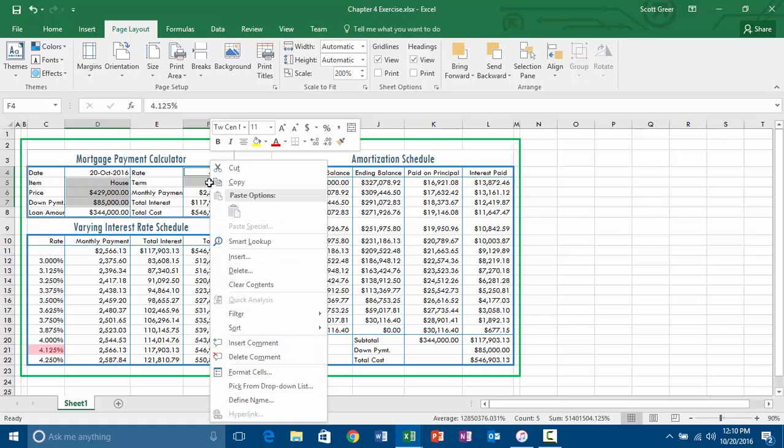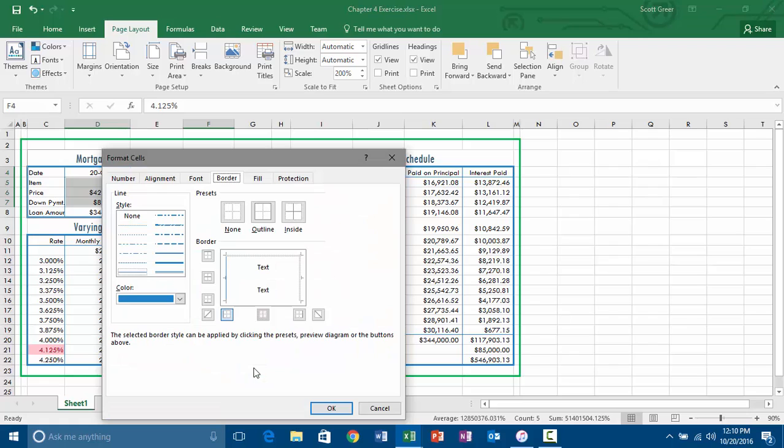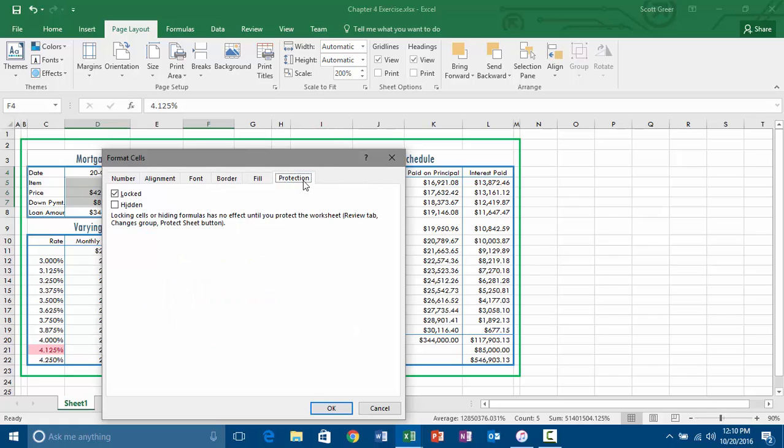You have to be on one of those cells in the highlighted section. We're going to go down to Format Cells. Over on the far right, it says Protection. You have to be clicked on the cells that we highlighted. If you're not on those, it'll undo what we just did. Where it says Locked, undo that, and click OK.